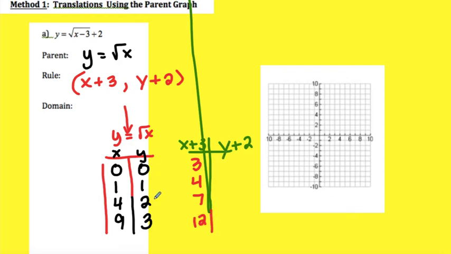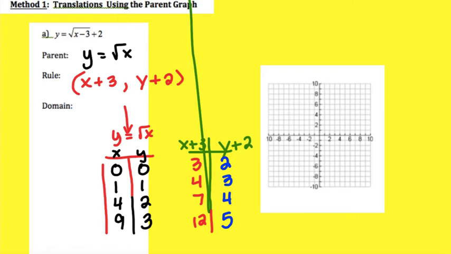All right, and then all my y values, I'm going to add 2 because I'm shifting it up 2, and those y's are along the y-axis. So 0 plus 2 gives me 2, 1 plus 2 gives me 3, 2 plus 2 gives me 4, and 3 plus 2 gives me 5.